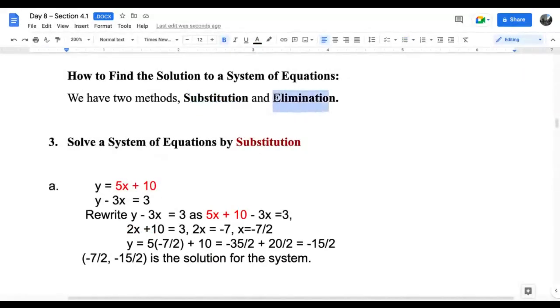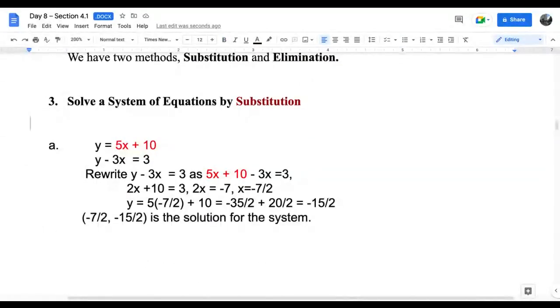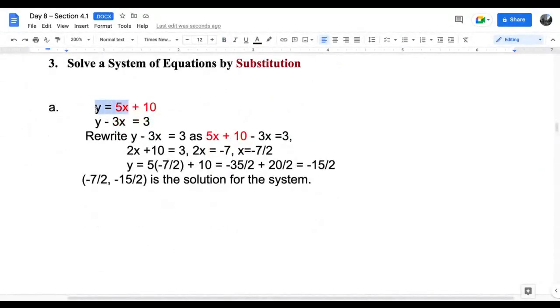Substitution method, solve system of equations, or elimination method. Let's see the first one, by substitution. So we have this system, y equals 5x plus 10, y minus 3x equals 3. First we want to rewrite it to line up, all right? The key is to line up the equal sign with the equal sign. X term with X term, Y term with Y term, equal sign with equal sign, and then constant with constant, right?